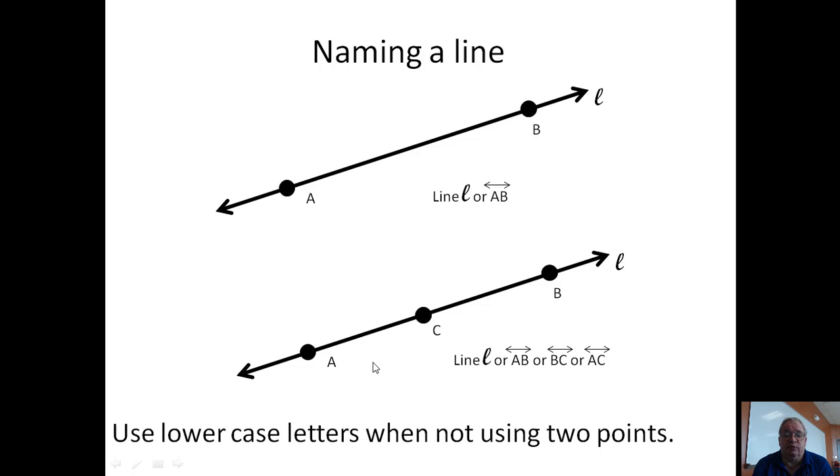Use lowercase letters when not using 2 points. So here is the L. It's a lowercase l. I know that sometimes we could get mixed up between lowercase and uppercase with certain letters. So just make sure you put it away from any points so you don't get it mixed up, so I can't get it confused with a point. Have it at the end of the line and you shouldn't have any problems.